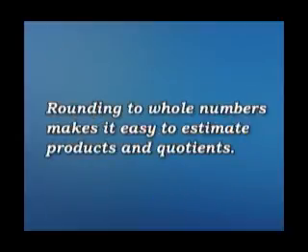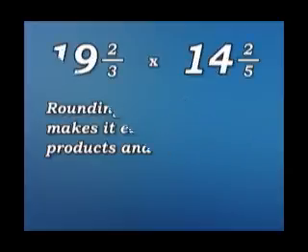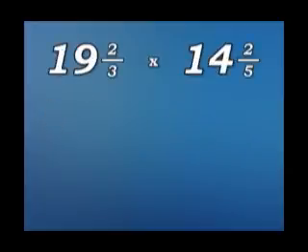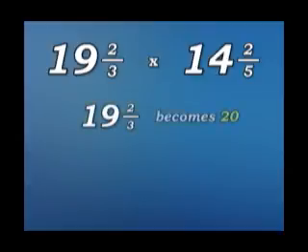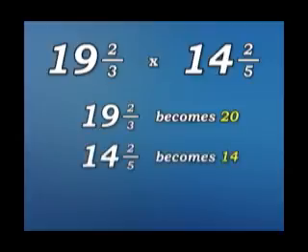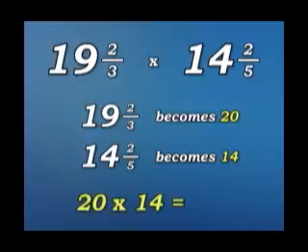Rounding to whole numbers makes it easy to estimate products and quotients. For example, 19 and 2/3 multiplied by 14 and 2/5. 19 and 2/3, we round up, becomes 20. And 14 and 2/5 becomes 14. So now we just have to multiply 20 times 14, which gives us 280.